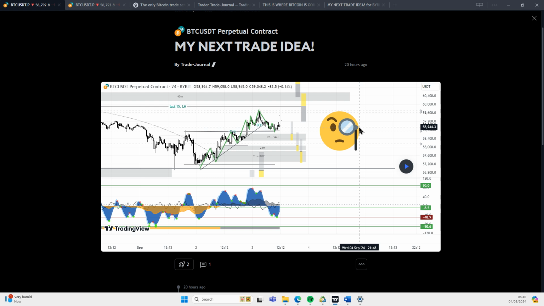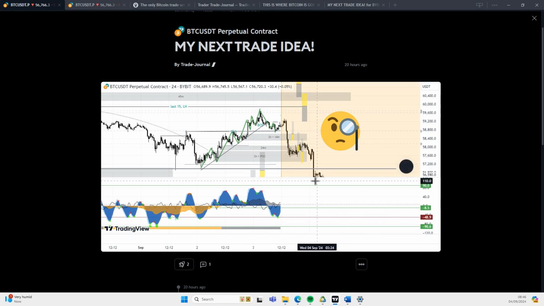Now that pullback could happen at any one of these points, any one of these demand zones, all right, for that continuation up. So we had demand zone number one, demand zone number two, demand zone number three. We put a bit of confluence on each and every one of these demand zones to see which one has the highest probability of working. However, the first one failed, second one failed, and the third one failed.